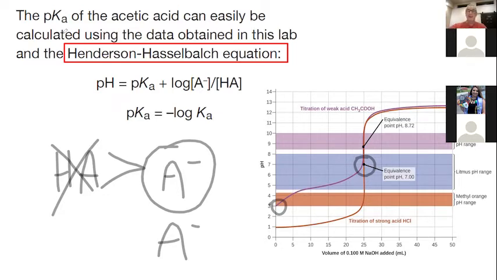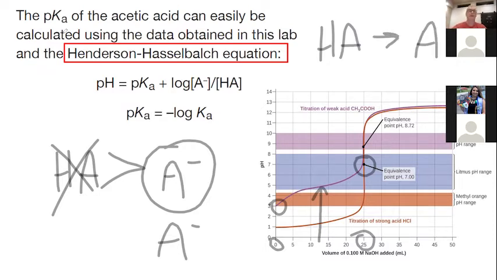But right in the middle, halfway through, so if the beginning is 0 mL of base added, and the end of the titration is 25, well, at 12.5, we have titrated exactly half of the HA. We have turned half of the HA into acetate ion. So if half of the acetic acid is now acetate, that means the concentration of both of them must be the same.